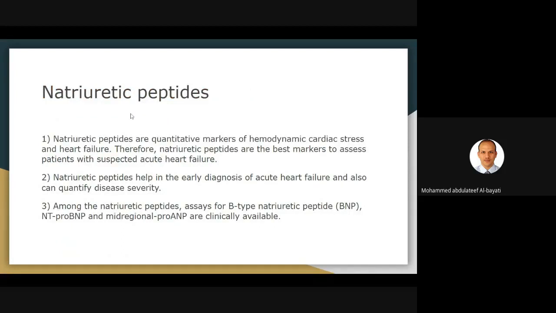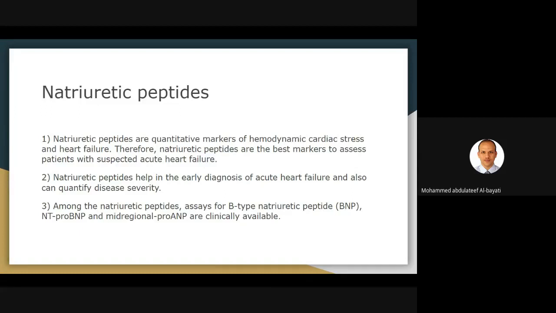Natriuretic peptides, I call it peptides because we have many, or I have at least 2 or 3 types of them. Natriuretic peptides are quantitative markers for hemodynamic cardiac stress and heart failure. I mean by heart failure, it is the inability of the heart to do its normal function as a pump.